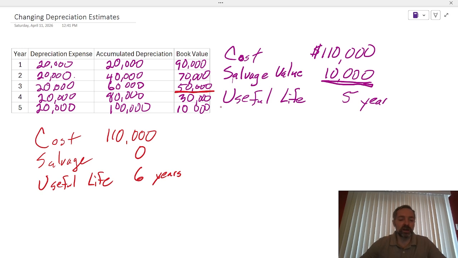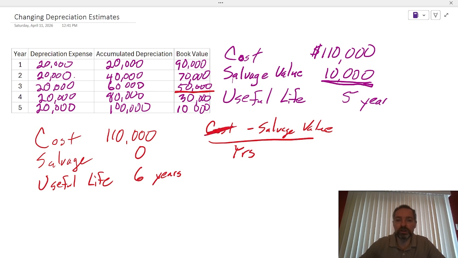We're going to change our formula just a little bit. We're going to say our initial formula is cost minus salvage value divided by years. Where instead of cost, we're going to say what is the book value. That's our starting value at this point. And then we're going to do our new salvage value, and the years, it's going to be the years left, or the remaining years.